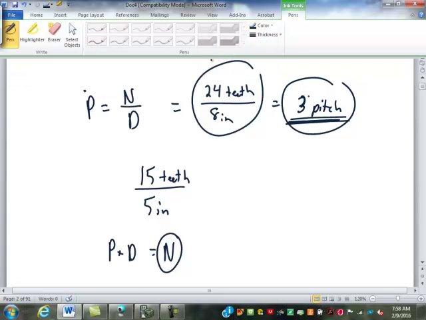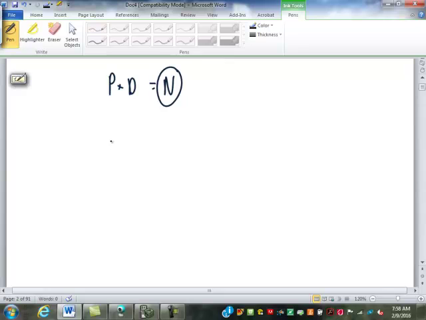Make sense? And there are all sorts of other formulas down through here. PC is circular pitch. And that is instead of taking the number of teeth, well, you're still doing the number of teeth, but instead of taking the diameter, you're taking the circumference. Circular pitch is the circumference of the circle divided by the number of teeth.